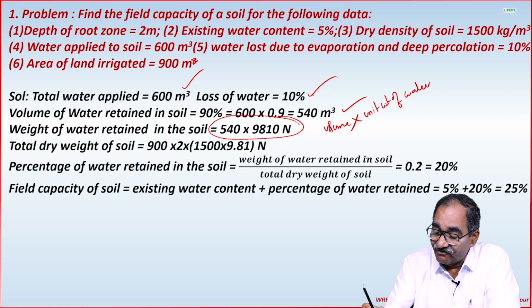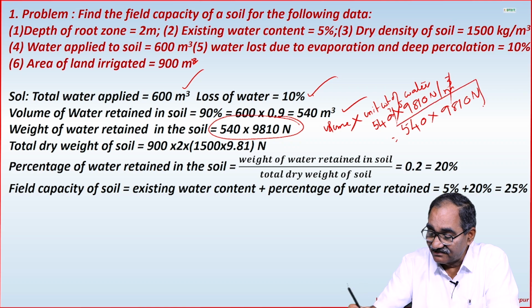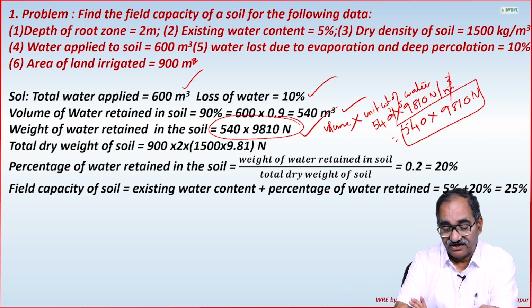and unit weight of water or specific weight of water, you know it, that is 540 into 9810 Newton per meter cube. So this is already meter cube, so this meter cube will go. So it is finally 540 into 9810 newtons. So that is what I have written here.